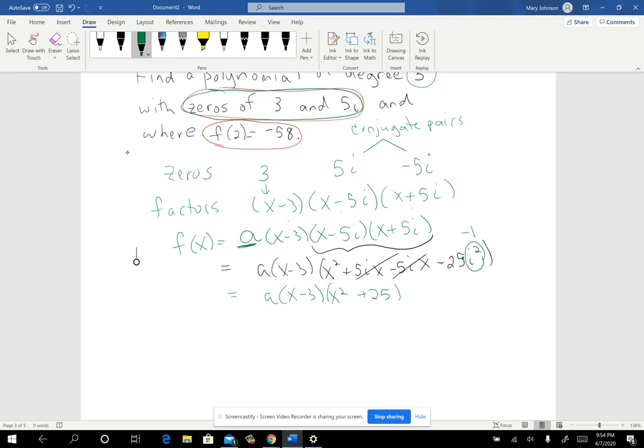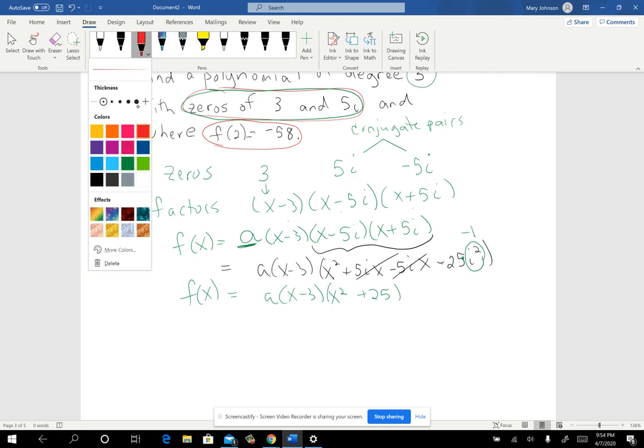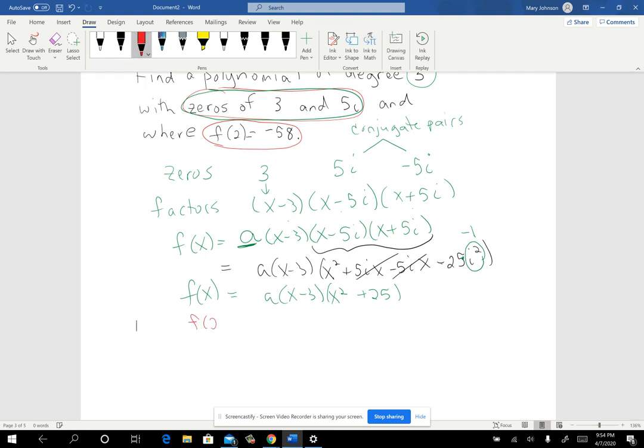And now I'm going to use the information about f of 2 being negative 58. Okay, so now I'm going to come in and do f of 2 equals, and I'm going to plug the 2 in everywhere there was an x. All right. And then I'm going to work that out because I know whatever that is, when that all works out, it's got to equal a negative 58. So this is negative 1. This is 4 plus 25, which is 29.